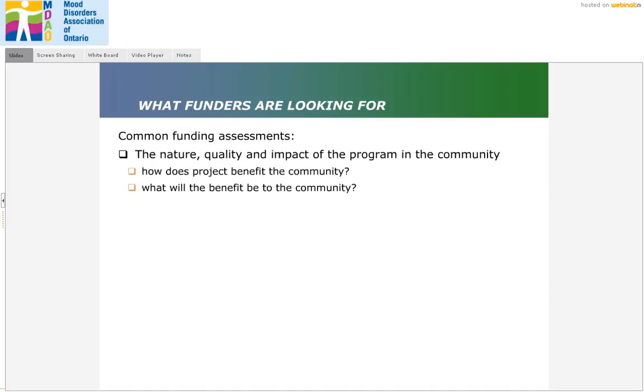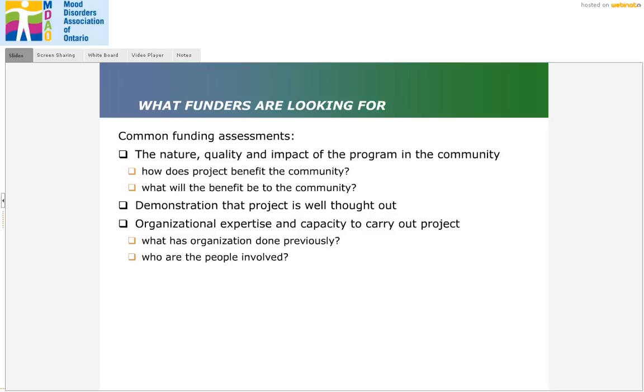Funders are also looking for a demonstration that the project is well thought out, so that it isn't a last minute proposal, that some considerable time has been spent to think through the project and develop the project. Also looking for the organizational expertise and capacity to carry out the project. Some of those questions would be, what has the organization done previously? Who are the people involved? What is the level of expertise, for instance?